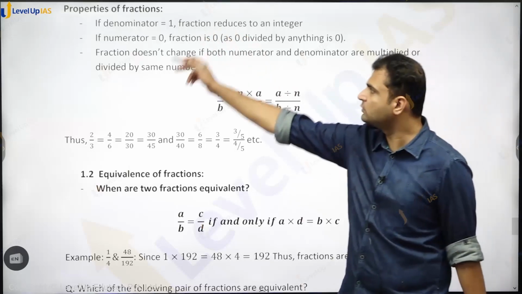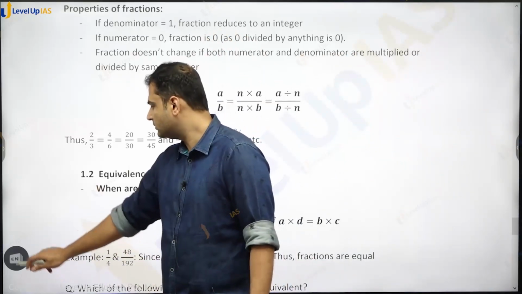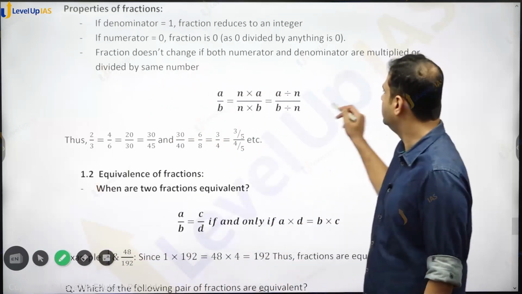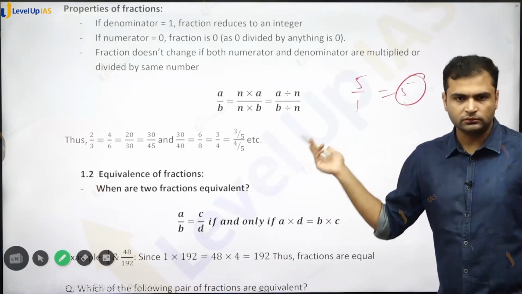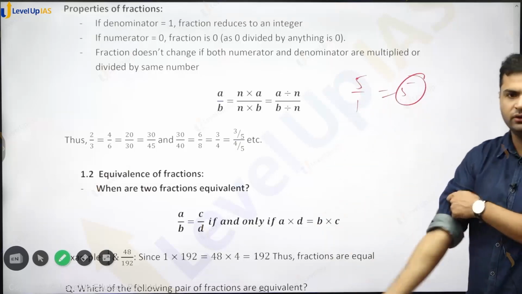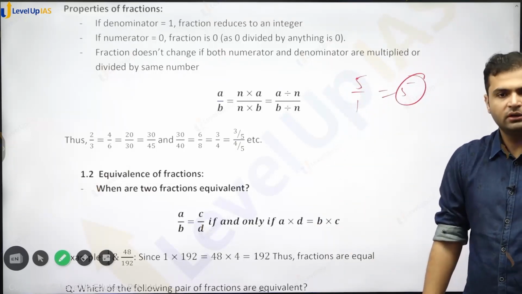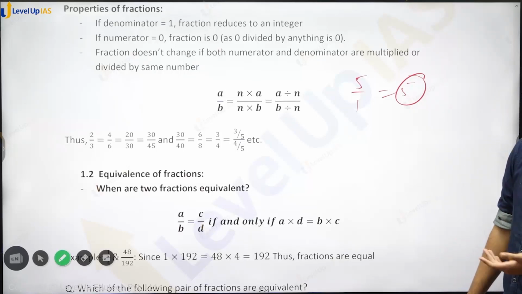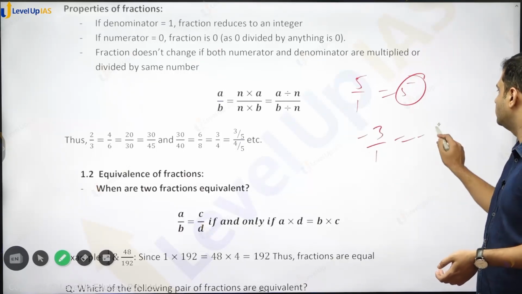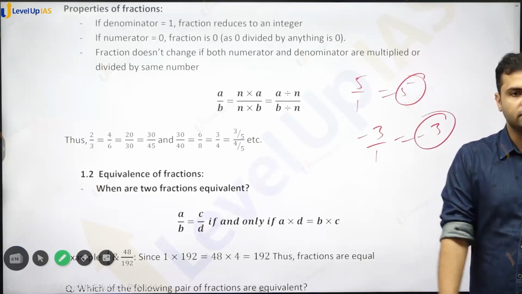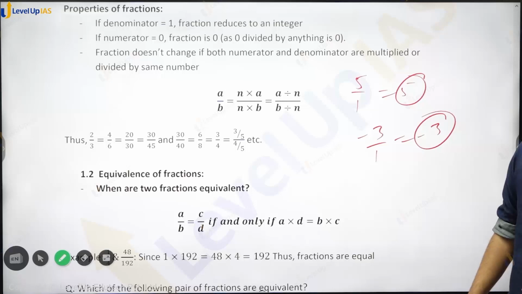So if denominator is 1, fraction reduces to integer. That is property number 1. So if we have 5 by 1, it is nothing but 5. 5 divided by 1. If you divide any number by 1, then you get itself, right? Minus 3 by 1, which is nothing but minus 3, integers. So if you divide any number by 1, you get the integer itself.